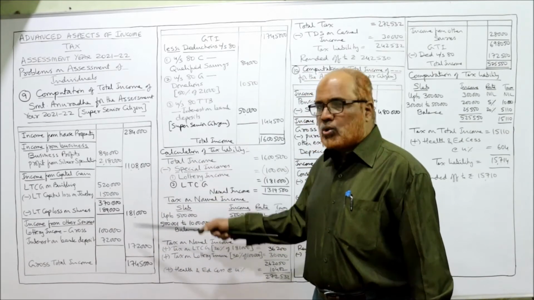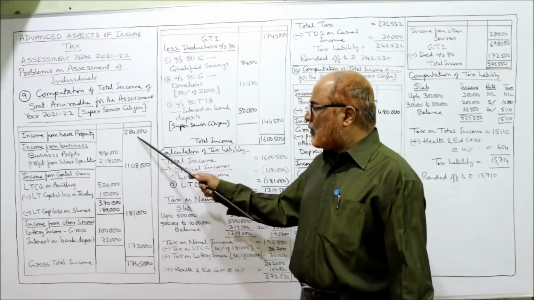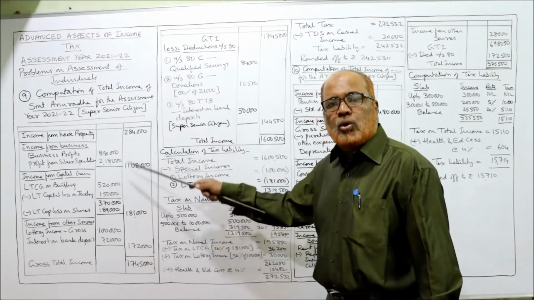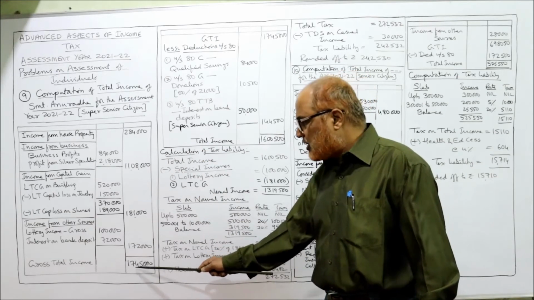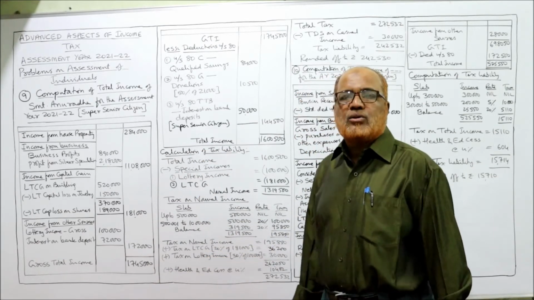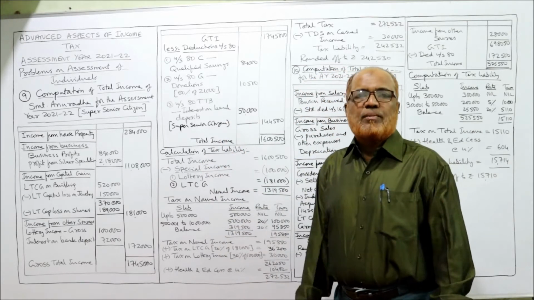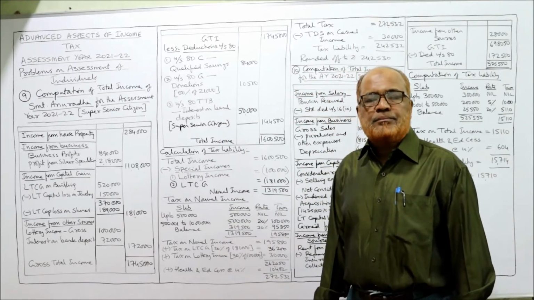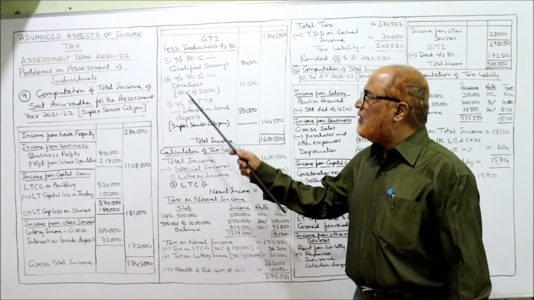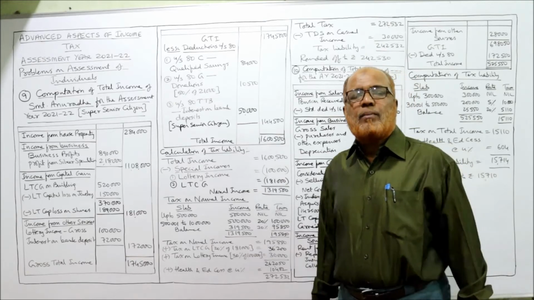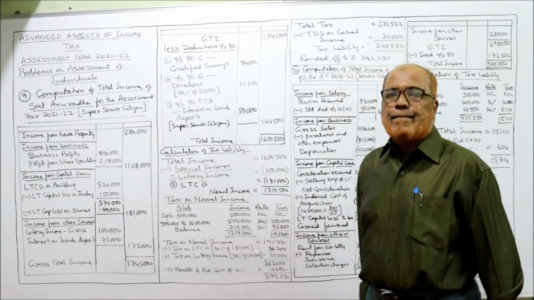Now take the gross total income. 2,84,000, 11,08,000, 1,81,000, 1,72,000. Total gross total income, GTI, 17,45,000. From GTI, deductions will be allowed. First of all, we will take section 80C, qualified saving, directly given in the problem, 84,000, fully taken.